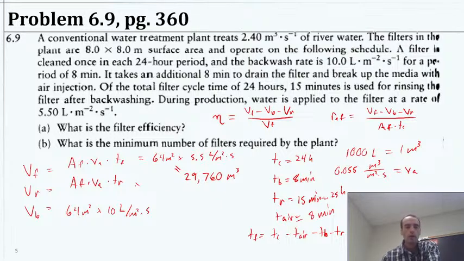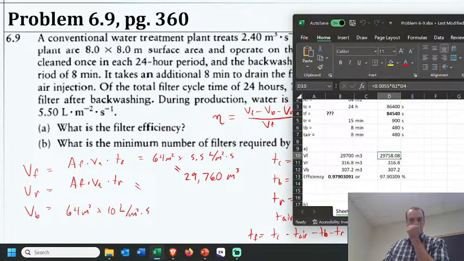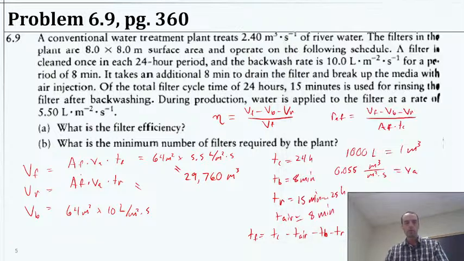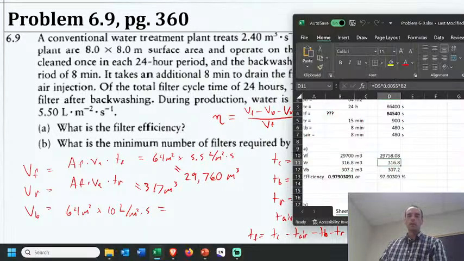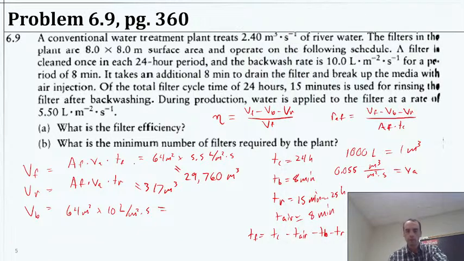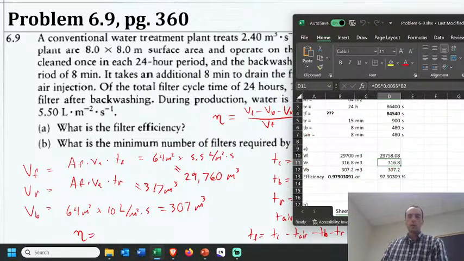Okay, the volume rinsed we got was 317 cubic meters, approximately. And the volume backwashed would be not too far from that, 307 cubic meters. Okay, so then we can put that together from there, solve for our filter efficiency, and that's going to give us a value of 0.979.